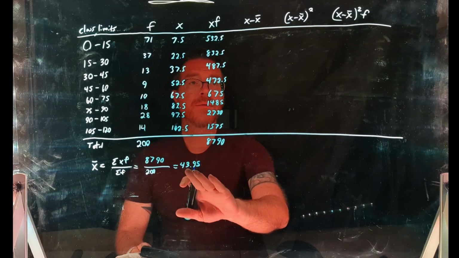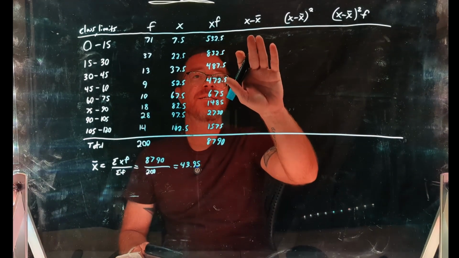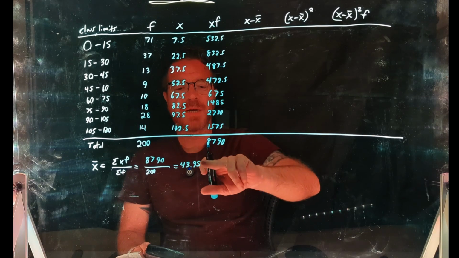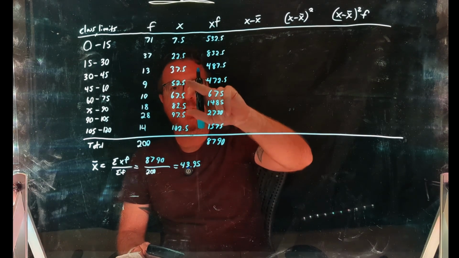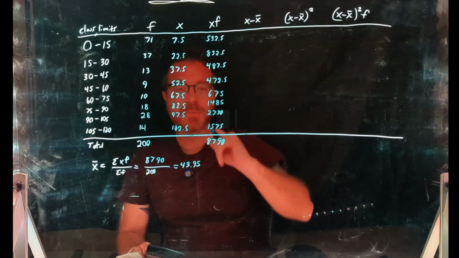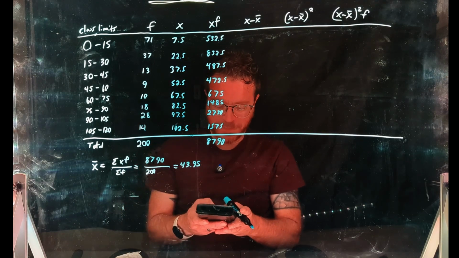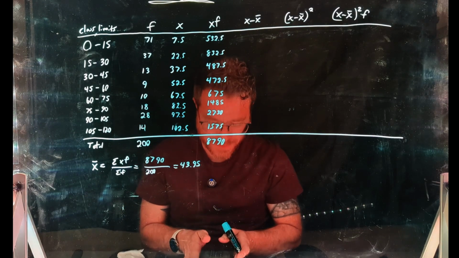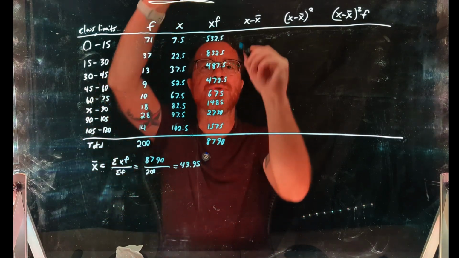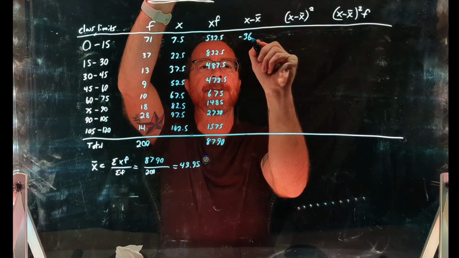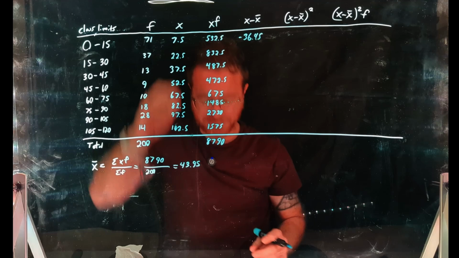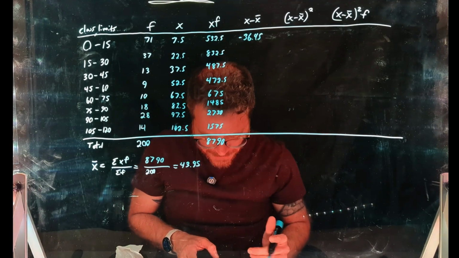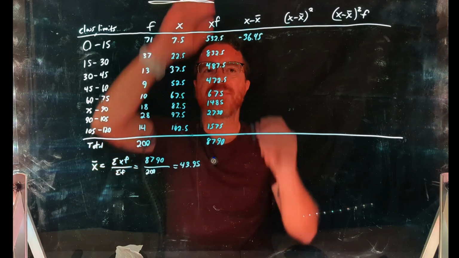So now that we have our mean, we can figure out this next value in our table by taking our x value, 7.5 minus 43.95. 22.5, 37.5, each of those, subtract that mean. So we get 7.5 minus 43.95. This is going to give us minus 36.45. Now I do the same thing for 22.5. I get negative 21.45.